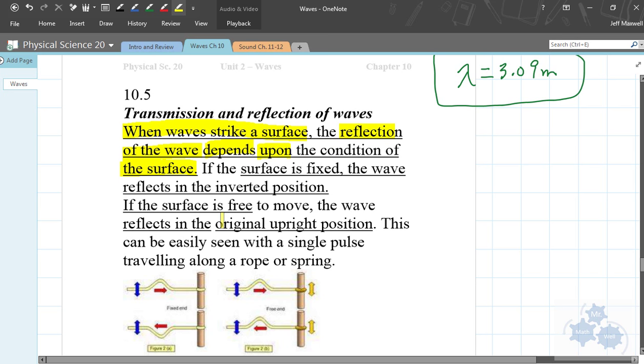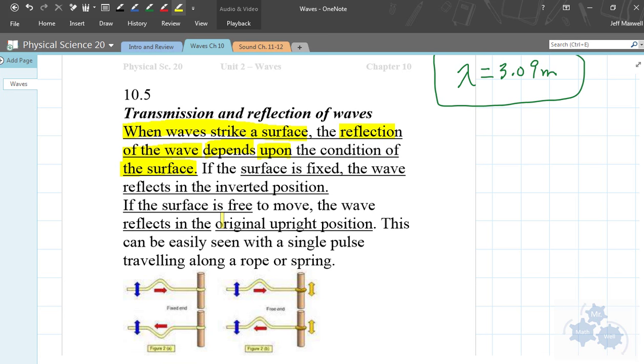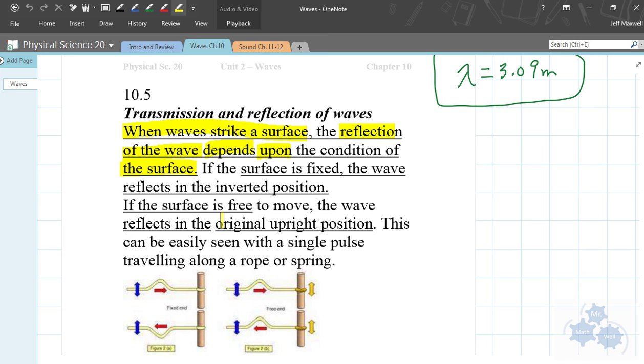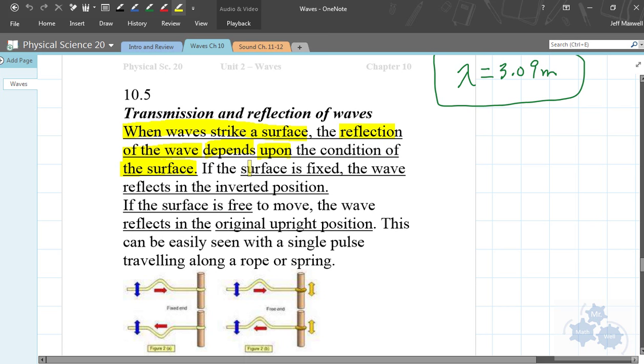So how a wave reflects, and if we're talking about a sound wave, it would reflect differently off a cement wall than it would off of a big curtain, right? Or a piece of foam or a mattress or something. So waves bounce off things differently depending on the condition or the type of the surface. And in this case, we're talking about if the surface is fixed, so that's someone holding firm on the end of the slinky from yesterday. The wave reflects in the inverted position.